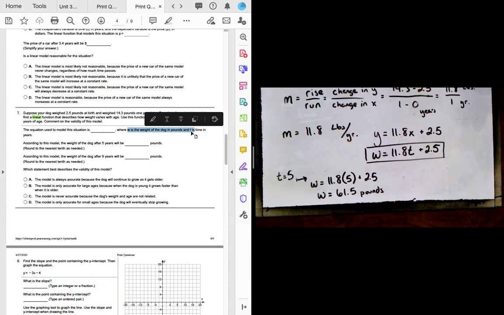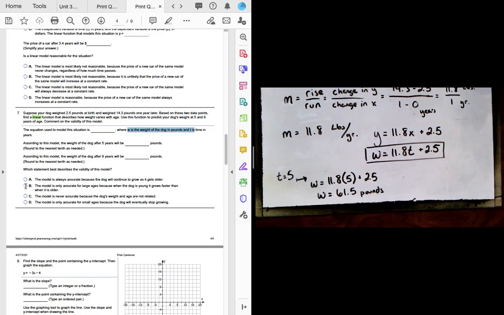Now, like I said, this probably isn't a very good model. The next statement asks us to describe the validity. I would say this model is, let's see, let's look at these. I would say that this model is not accurate. So anything that's telling me about it being accurate, I'm pretty much not going to listen to. So definitely not A. The B says the model is only accurate for large ages because when a dog is young, it grows faster than when it's older. I like that answer right there.